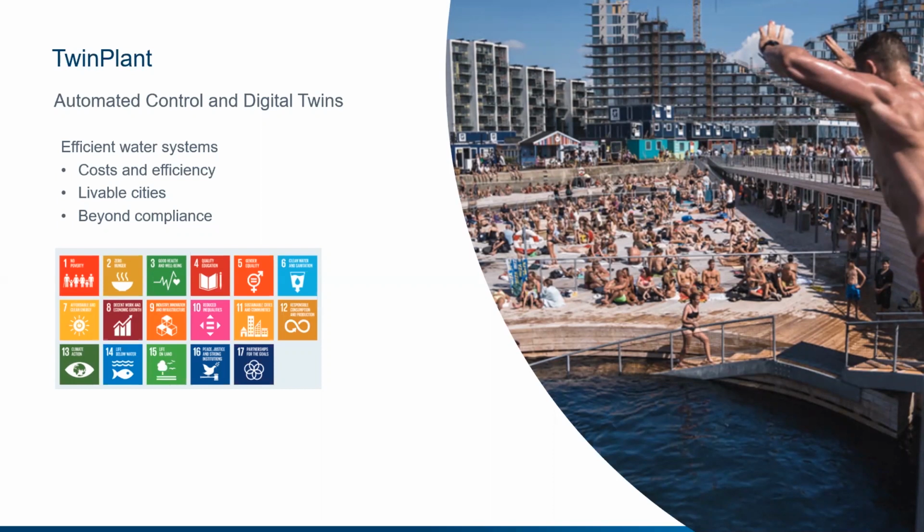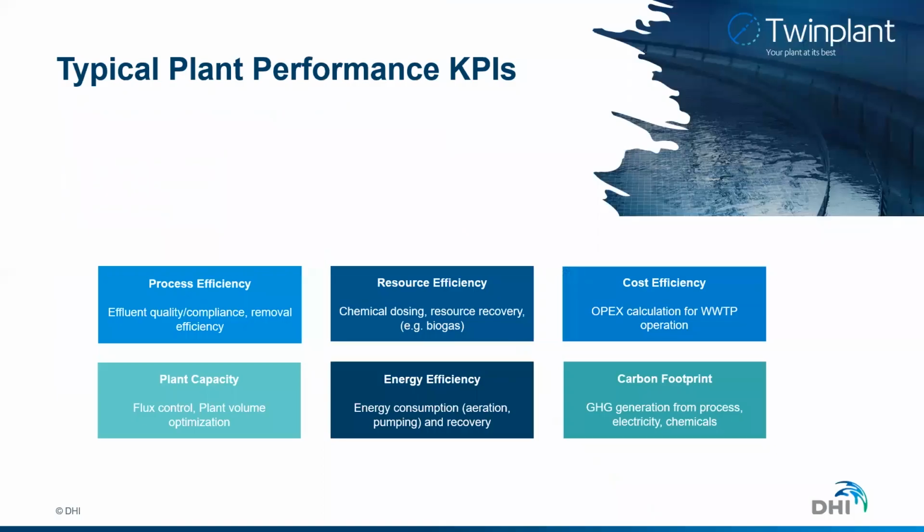And the photo here shows people swimming in the harbor in the city of Aarhus here in Denmark. They are surrounded by recreational areas and expensive housing, and all of that, of course, requires clean water. And there's no doubt that for the city of Aarhus, the water wouldn't be clean unless they had a well-controlled collection system and treatment plant in place. So I think that's a good example of what you can do with digital twins.